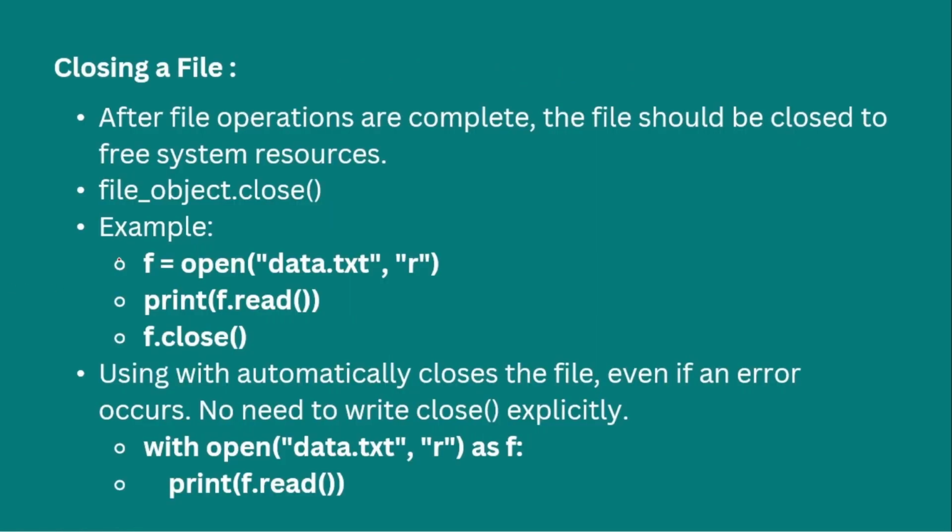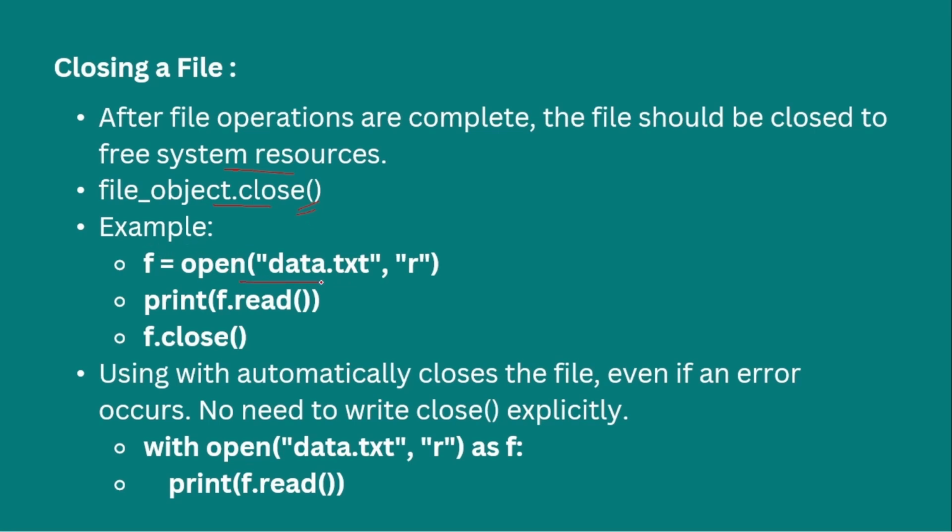Next is closing a file. After file operations are complete, the file should be closed to free system resources. So once all the file operations are done, we have opened the file, we performed file operations, once we are done, we need to close that file to free the system resources. So how do we do it? We do it by file object dot close. So this close built-in function is there.